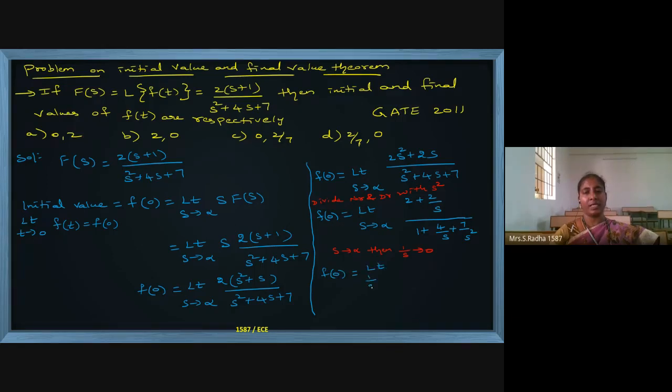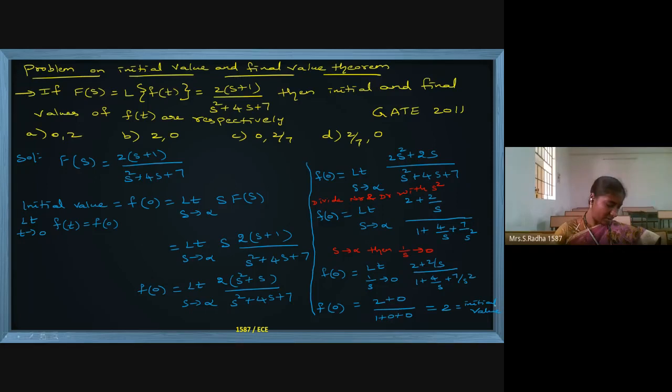Okay. 1 by s approaches 0, and here I have 2 plus 2 by s, whole divided by 1 plus 4 by s plus 7 by s square. If you substitute 0 wherever 1 by s is there, you will have 2 plus 0 divided by 1 plus 0 plus 0. 1 by s being 0 means 1 by s square is also 0. So we are getting the f of 0 value as 2, which is the initial value.